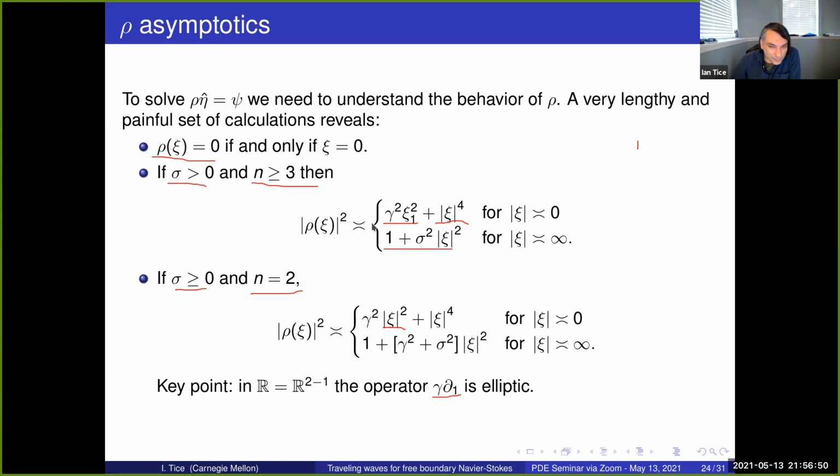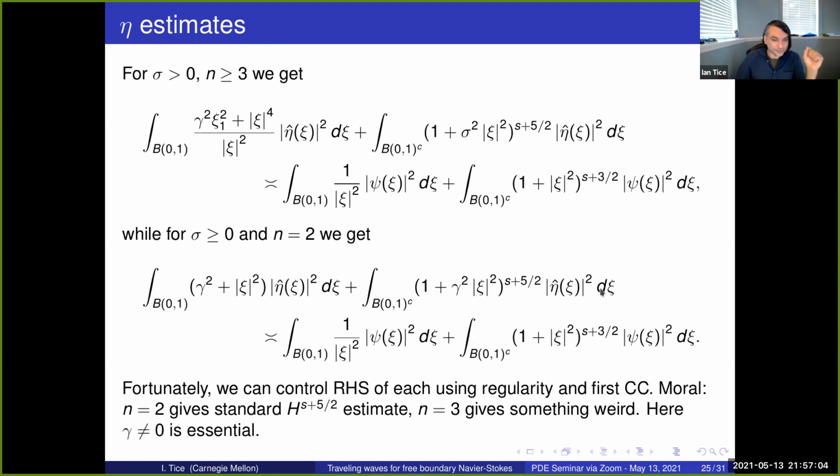So the biggest difference between these two things is that when the dimension is 3 and higher, there's this term involving gamma squared C1 squared at low frequencies. So something very strange is happening where we get a weird multiplier at low frequencies.